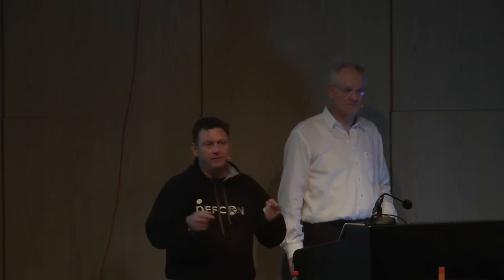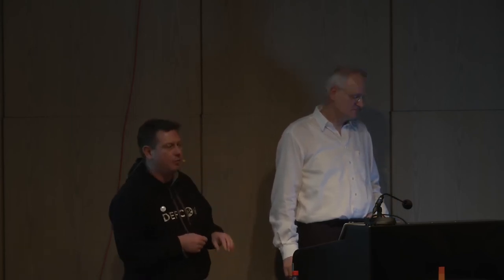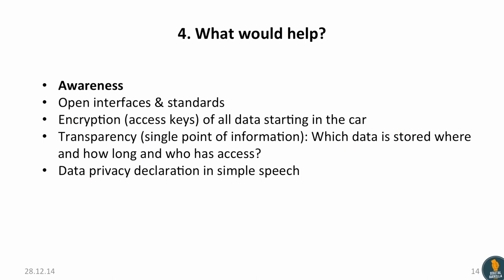What we think is also very important is that all the interfaces your car uses are open standards and open interfaces, so you are able to control which data gets out of your car, and you also have access to the data yourself. You are in control of the interfaces, and therefore they have to be open. And we think a car is like a part of your home, and therefore all data should be encrypted starting in the car, and you should have the key for opening the data to somebody else or keeping it closed.